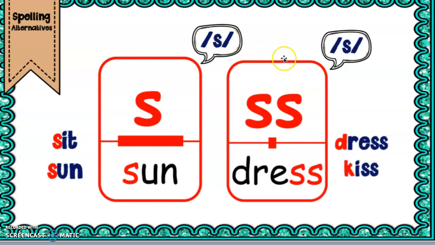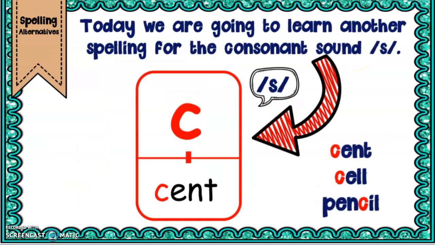Now, if we look at the double S, is that a big power bar or a small power bar? Yeah, this one's kind of tiny. So that tells us that this double S spelling is going to be less common than the single S spelling. We're not going to see this one as much whenever we have the S sound. Now we're going to go ahead and add another spelling that we have not talked about yet. So if we look at this spelling card right here, what letter do you see?